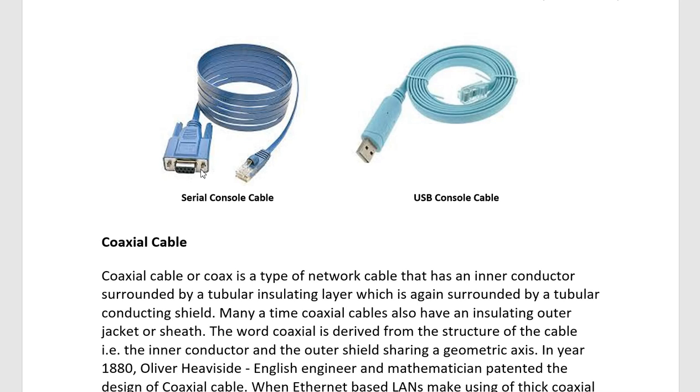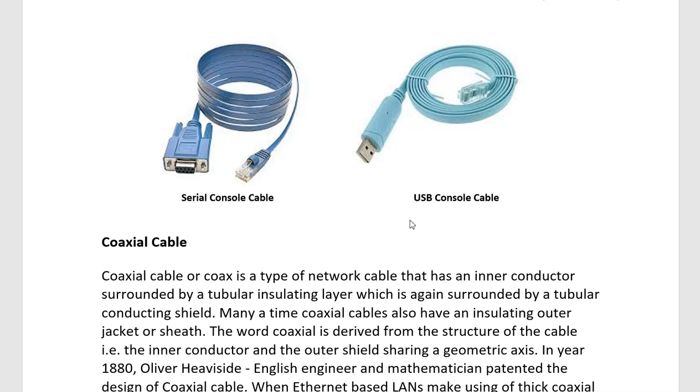Because everything has switched to the USB port, now we have the console cable with USB also. That means one end remains the RJ45, which you connect to the console port of switches and routers, and the other end is a USB port, so that you can connect it to the USB port of your machine and access the console of your routers and switches to configure them.